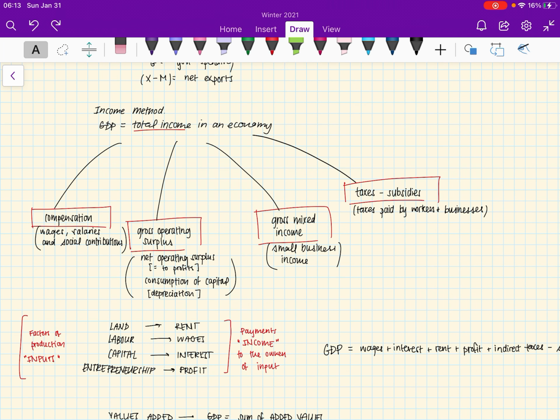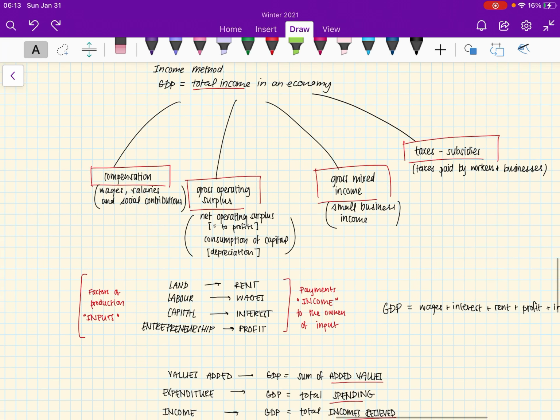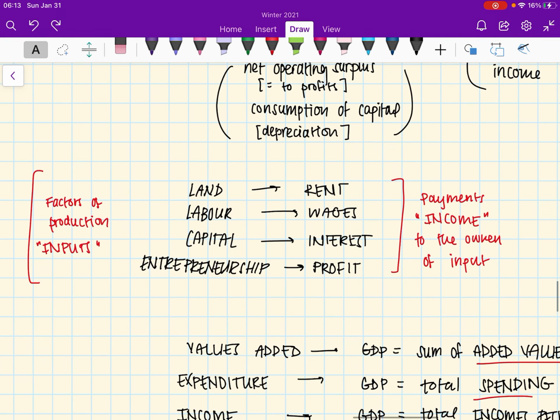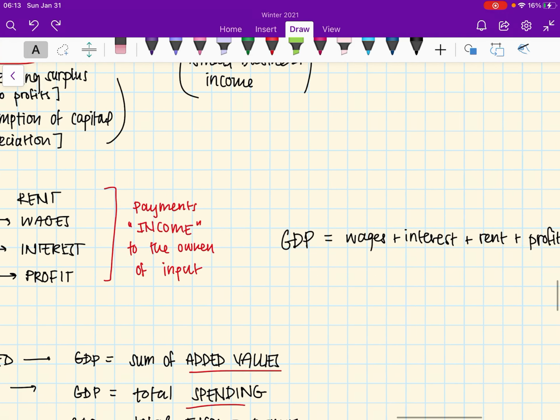Gross operating surplus, which is net operating surplus, which is equal to profits, and consumption of capital, or in other words, depreciation. We have gross mixed income, which is small business income, and taxes minus subsidies. So taxes that are paid by workers and businesses minus subsidies provided by the government towards these businesses. The older method uses factors, inputs, and transfers them into factor payments, which are incomes. This can be calculated using this formula.